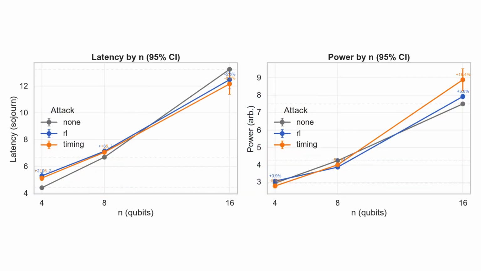In latency and power, we look at system costs. Latency scales normally with qubit count, and NADGO adds less than 1% in benign operation. Most slowdowns come with the attacks themselves, not from our controls. On the right, power use rises with qubit count. Again, NADGO's overhead is small compared to the attack signal. Overall, we achieve strong protection at a very low cost.